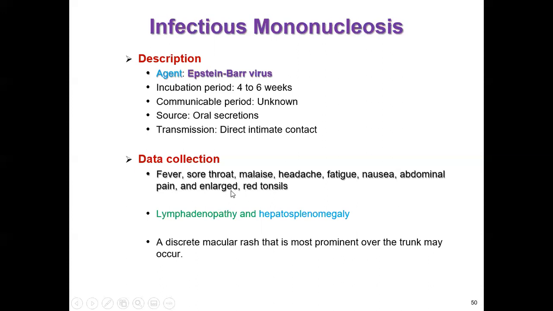Some patients develop lymph node enlargement, or lymphadenopathy. Some patients develop liver enlargement or spleen enlargement, or both together, which is called hepatosplenomegaly, or a discrete macular rash that is most prominent over the tongue may occur.